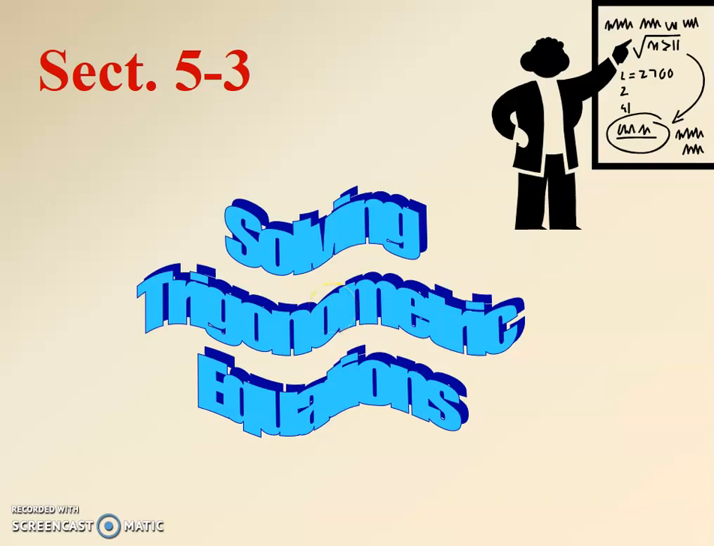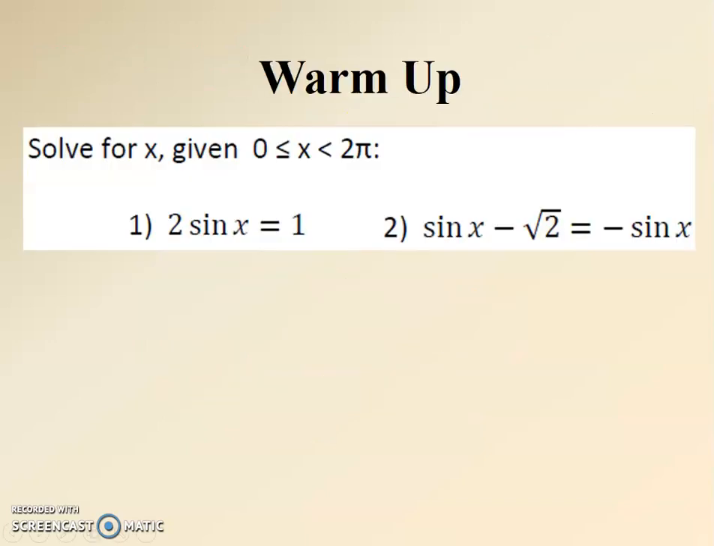Okay, so for section 5.3, titled Solving Trigonometric Equations. To get you warmed up for this section and what you're going to be doing, I have two problems for you to try. So go ahead and pause the video and try each of these on your own. The directions say solve for x given 0 is less than or equal to x is less than 2 pi.